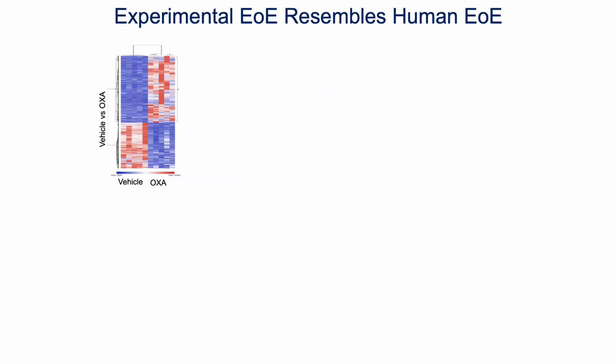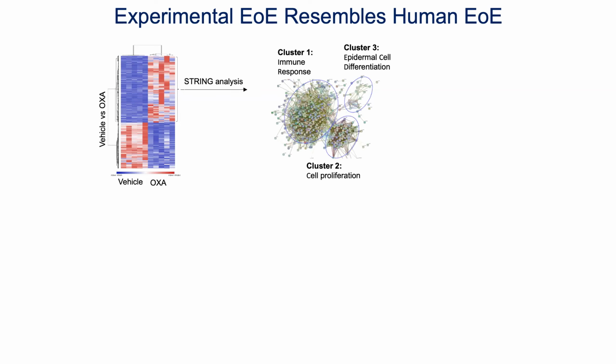Next, we compared between the transcriptome signature of experimental EoE and human EoE. Experimental EoE induced the transcriptome signature with upregulation of the major type 2 cytokines and reduced expression of transcripts that are associated with barrier functions such as desmoglein 1.